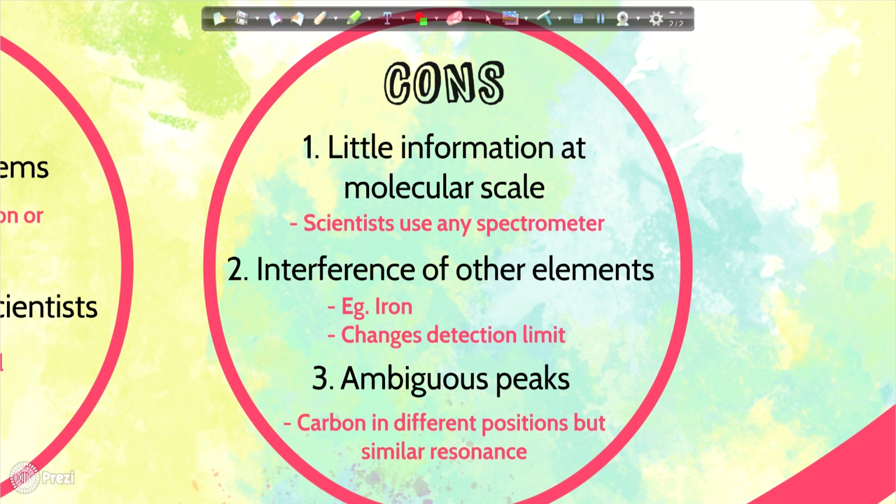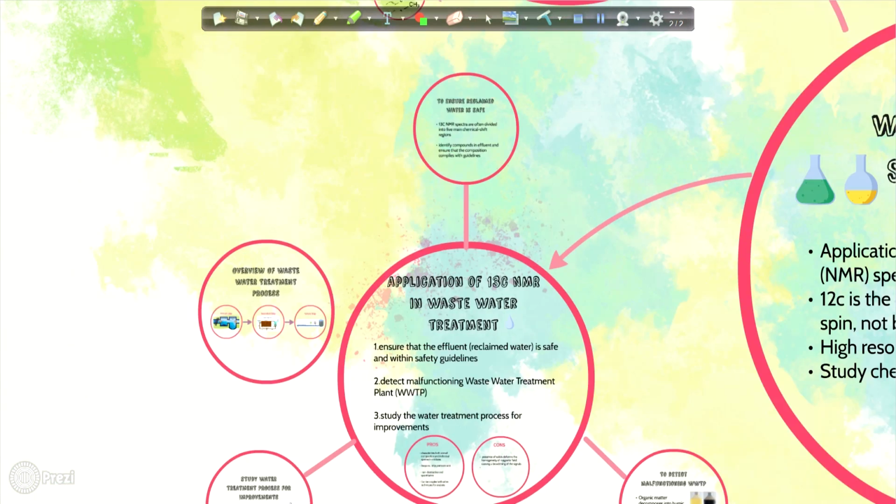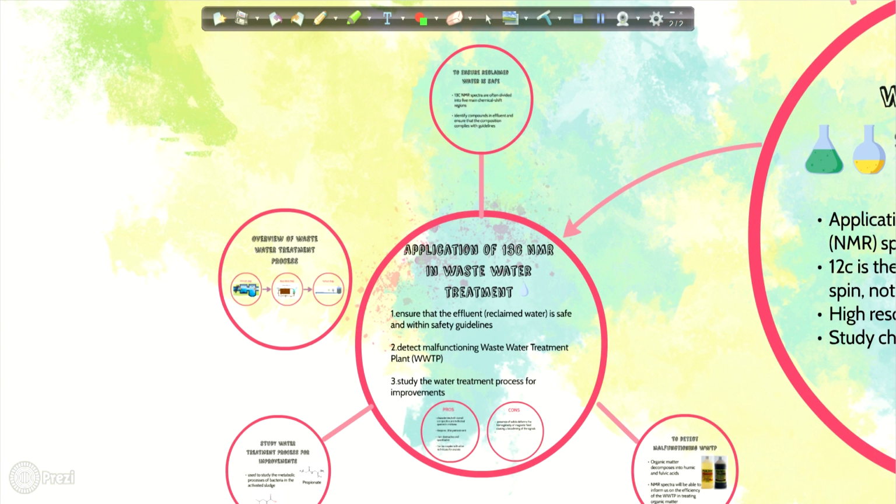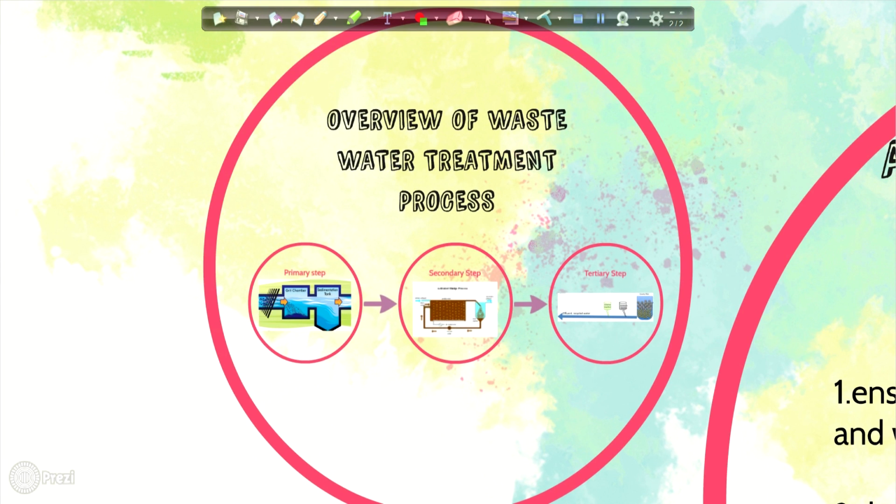Lastly, certain peaks in the spectroscopy can be ambiguous, as the carbon can be in different positions in the molecule but have similar resonances. Now, I will be talking about 13C NMR for wastewater treatment. I would first give a short overview about the wastewater treatment process before explaining the applications of NMR in this process and its pros and cons.